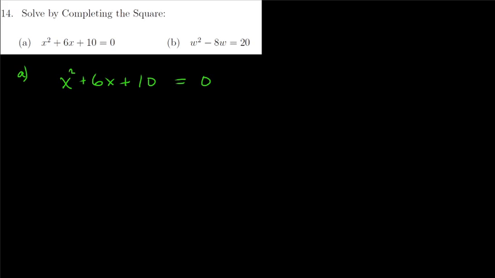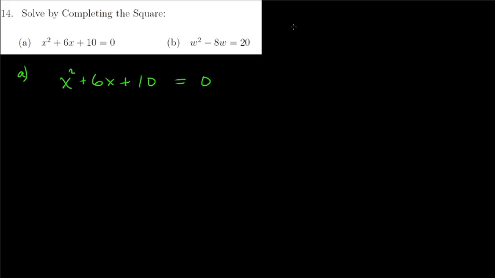All right, number 14 is to solve by completing the square. Everyone's favorite, I'm sure. I'm kind of joking there. So this is that really lengthy process here. And I'm going to go through it step by step one last time. And then I think for all the others, I'm going to go through them rather quickly.